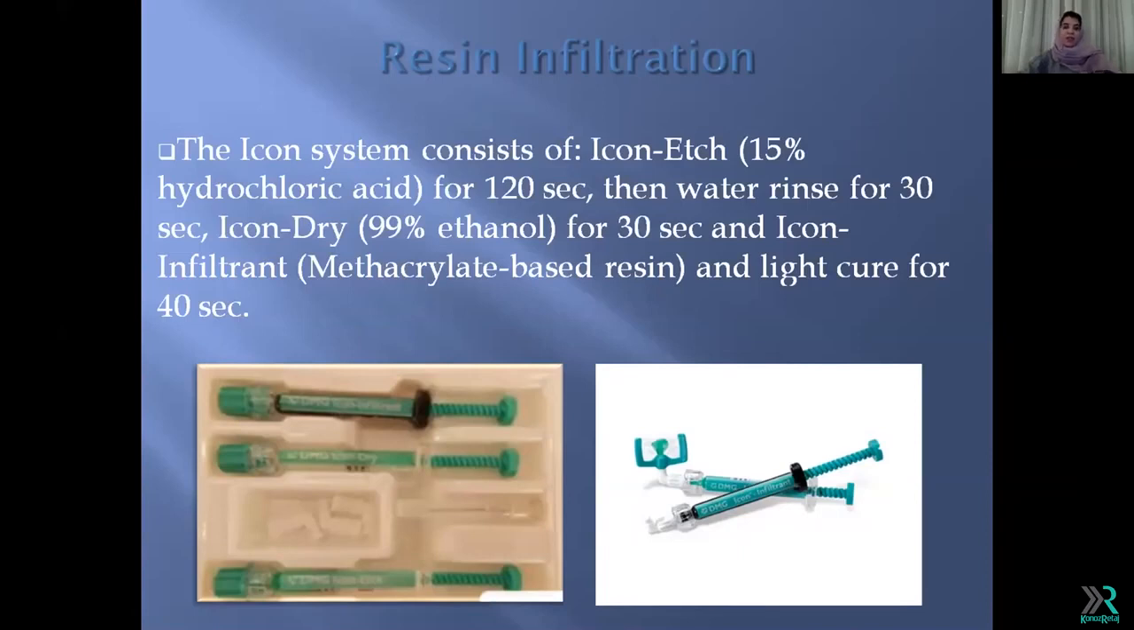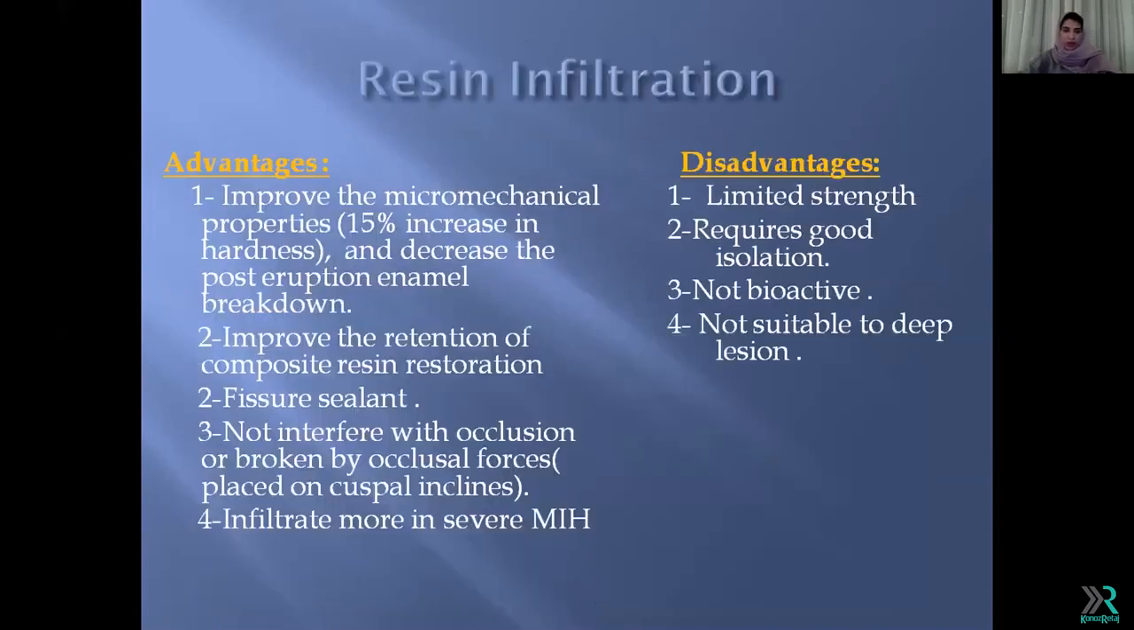It has several advantages when it's used in the posterior teeth. It improves the micromechanical properties by increasing the hardness up to 15% and decreases the post-eruptive enamel breakdown, and improves the retention of composite resin restoration. It can act as a fissure sealant and does not interfere with occlusion or get broken by occlusal forces if it's placed on the cuspal incline. And it infiltrates more in severe MIH.